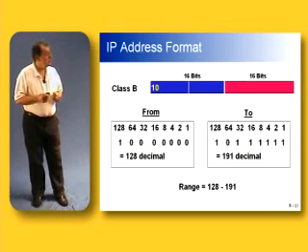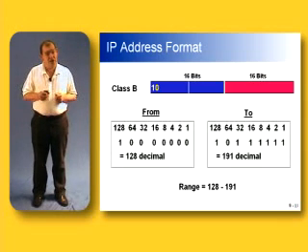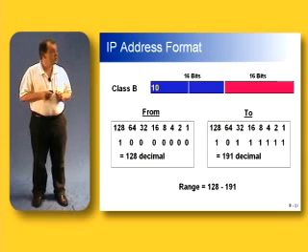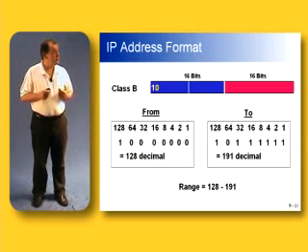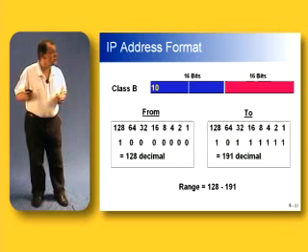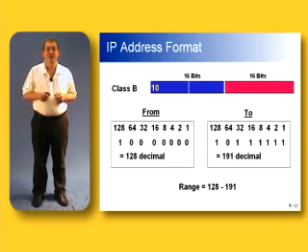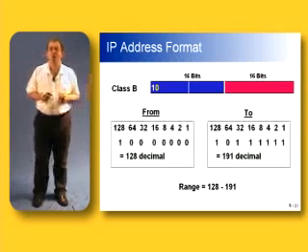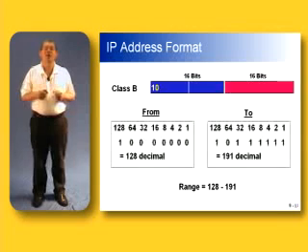Well, remember, with a Class B, the first 2 bits are set in stone. In other words, the first bit has to be a 1, the second bit a 0. So let's do the same thing with the Class B address. First octet again ranges from 10 followed by 6 zeros. In other words, convert that into decimal, we get a number like 128. And it ranges right up to 10 followed by 6 1s. So everything in between is an available Class B address. And if we convert those into decimal, you see we get a range of 128 to 191 decimal.